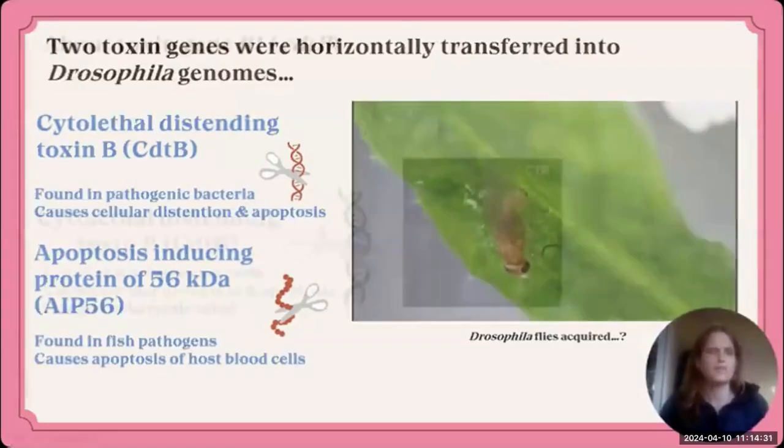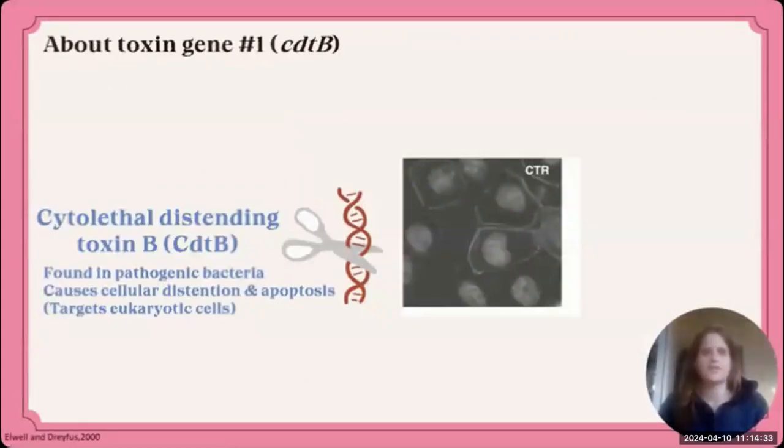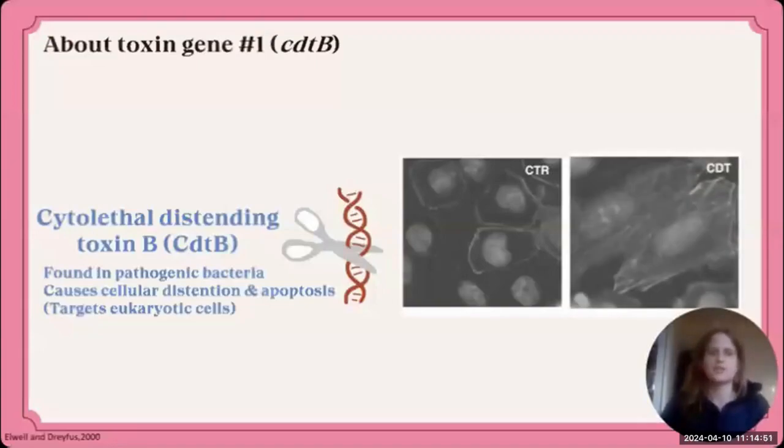So I'm going to tell you first a little bit more about CDTB and the approach that we used for CDTB and how we discovered a transfer. Like I mentioned, it does cause cellular distension and apoptosis. So you can see in this image, this is a healthy cell, but when intoxicated with CDTB, the cell will start to try to mitose, starts distending, but then it is not able to properly divide, which then leads to cell death.